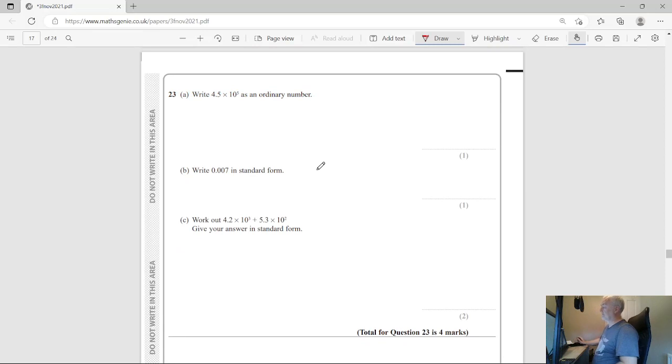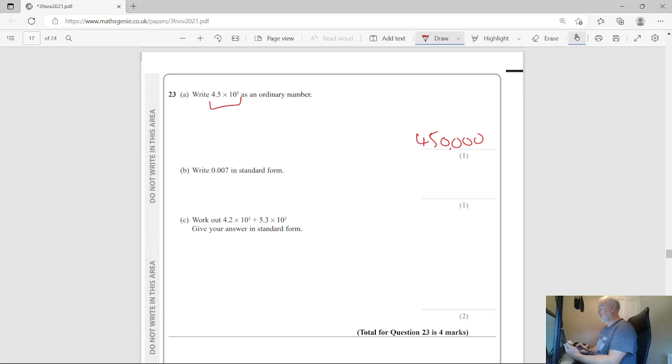Question 23. Write 4.5 times 10 to the power of 5 as an ordinary number. So 4.5 times 10 to the power of 5 equals, type it into your calculator exactly as it is on the screen, and it gives you 450,000. Okay, 450,000.